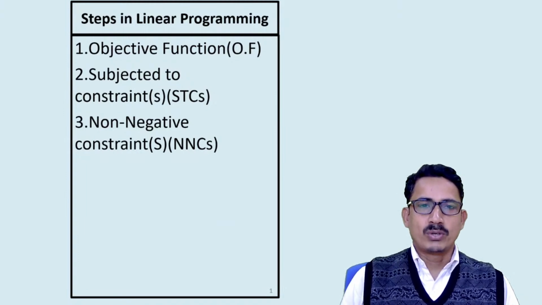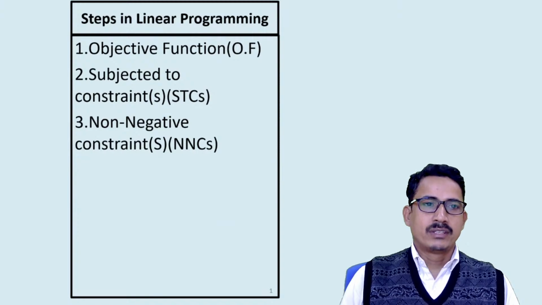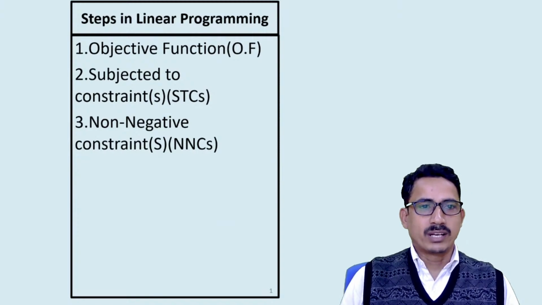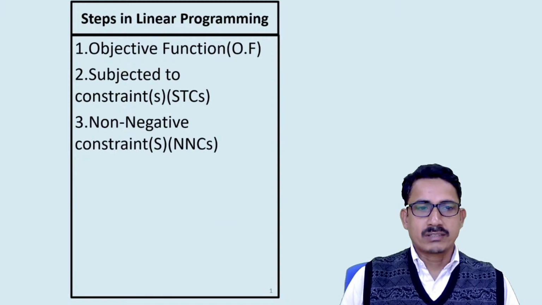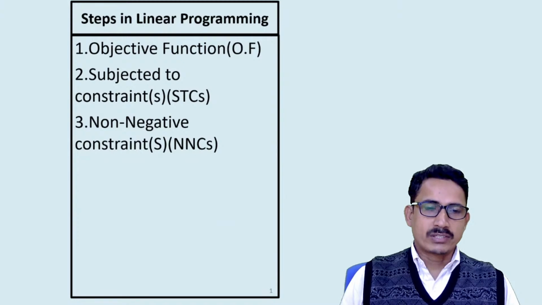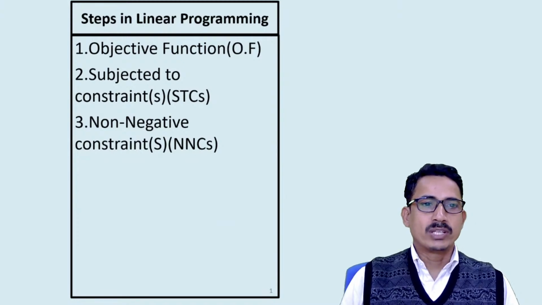Symbolically, the objective function is always written as O.F., and subject to constraint is written as S.T.C. If you have more than one constraint, then there are variables, which can be decision variables. The third is the non-negative constraint. So however many constraints or variables you are taking, they should always be non-negative. Non-negative means it can be positive or it can be 0, but it cannot be negative.